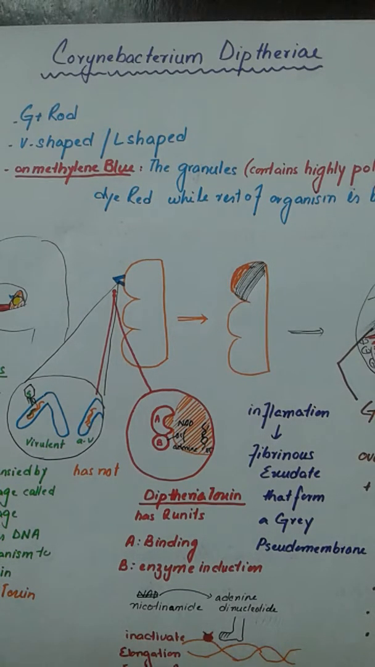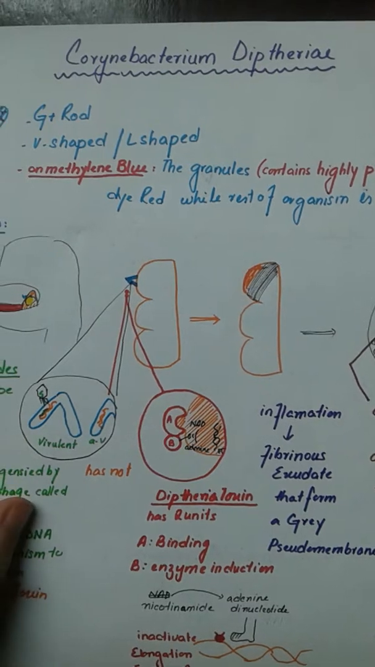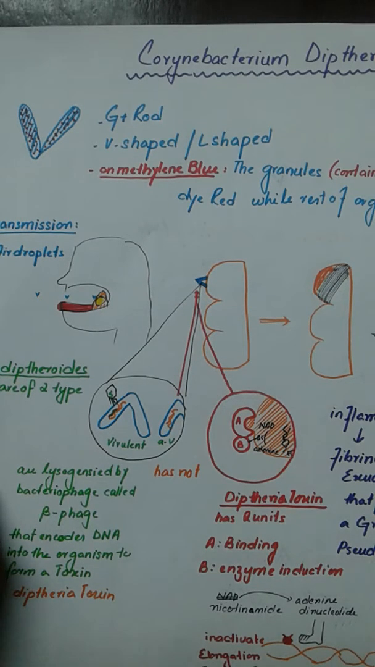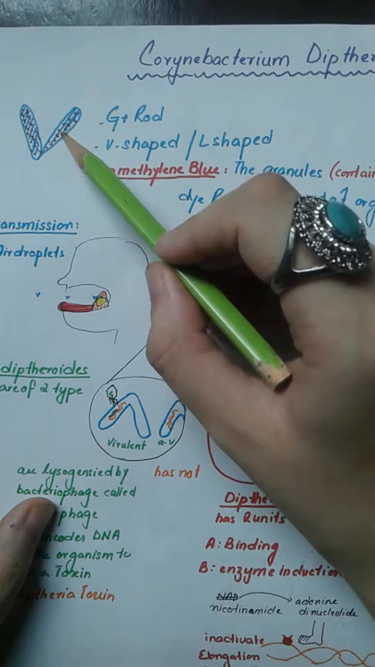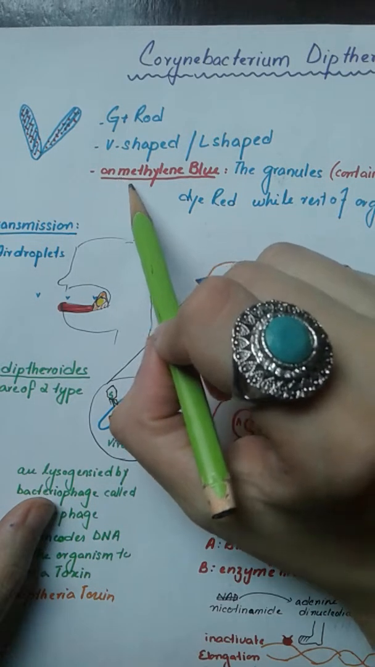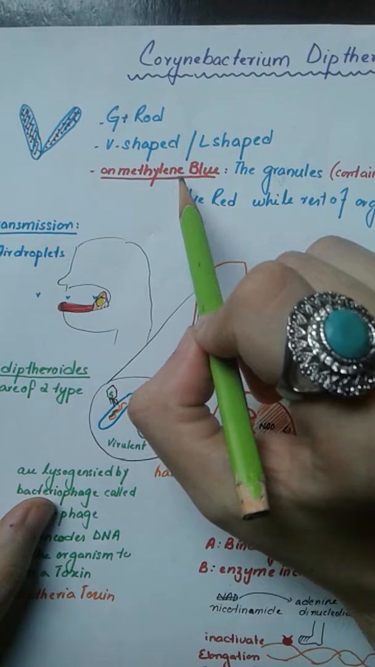Corynebacterium diphtheriae. Now, Corynebacterium diphtheriae is actually a gram-positive rod which is V and L shaped. The particular feature about this rod is that it has no motile ability, meaning that it is a non-motile organism. Another beautiful thing is that you can see specific red granules. Now, these red granules can only be seen by a stain known as methylene blue.